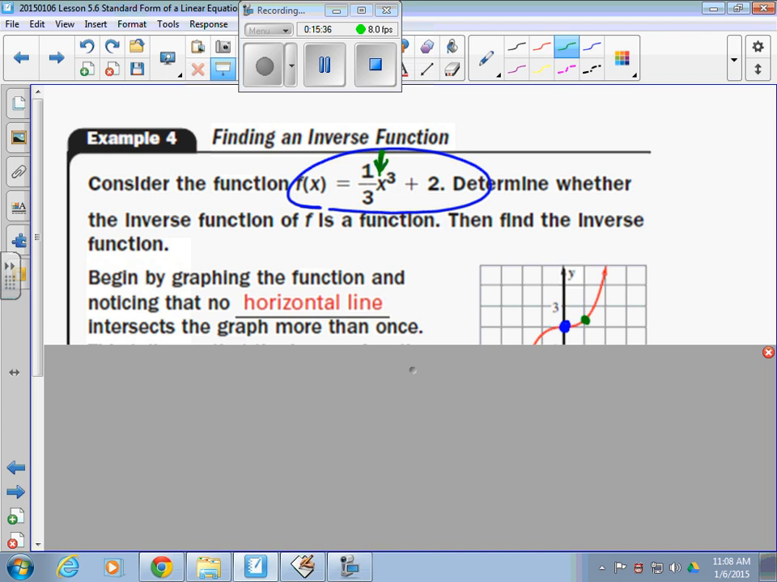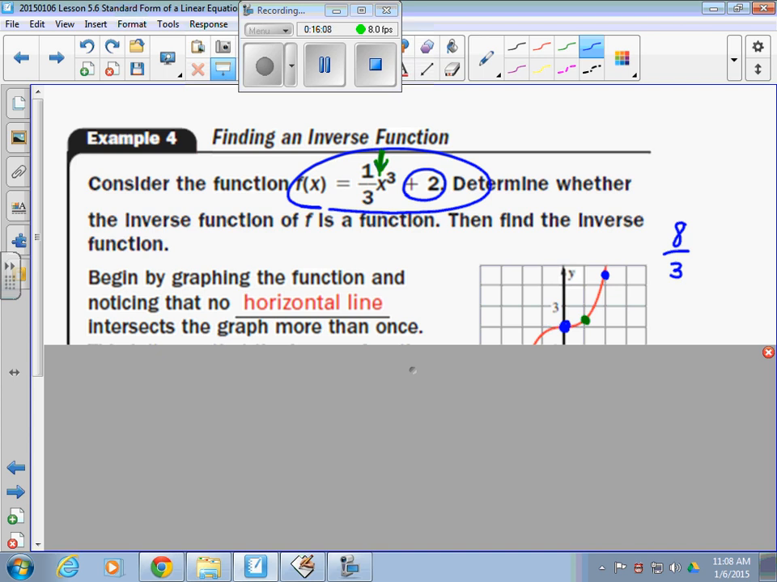And then when you plug in a number 2, 2 to the third power, 2 times 2 times 2 is 8. 8 times 1/3 is going to be 8/3, which when you make that into a mixed number, 3 goes into 8 2 times. So you have 2 and 1/3 plus the 2 that's at the end is 4 and 1/3. So 1, 2, 3, 4 and 1/3 would be about right there.